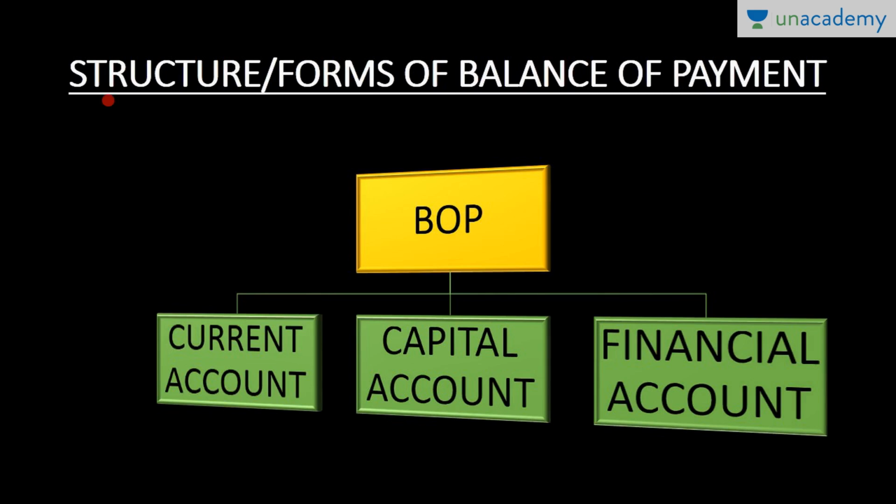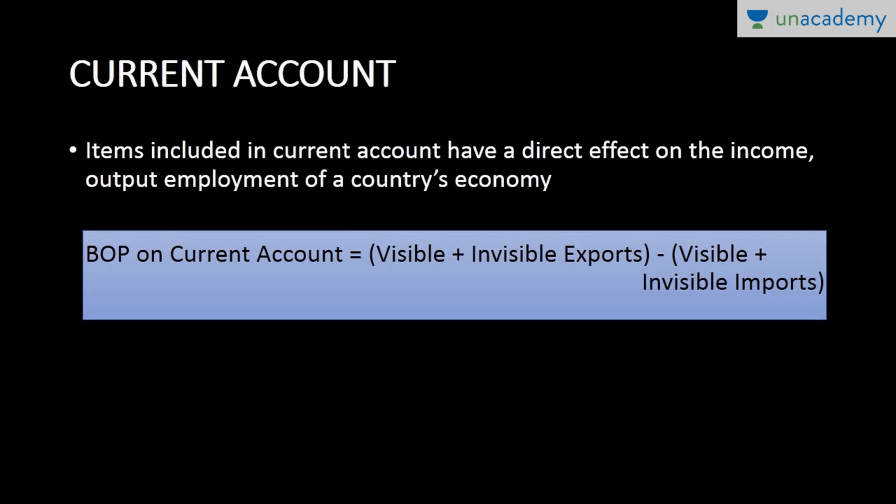Now the question arises: what are the various forms of balance of payment, or how many types of balance of payment are there, or what is the structure of balance of payment? Balance of payment can be broken into three categories: balance of payment on the basis of current account, on the basis of capital account, and on the basis of financial account. We'll first discuss the balance of payment on the basis of current account.